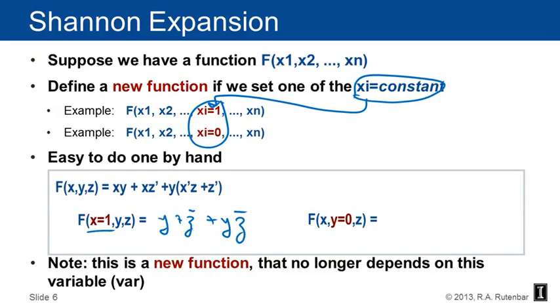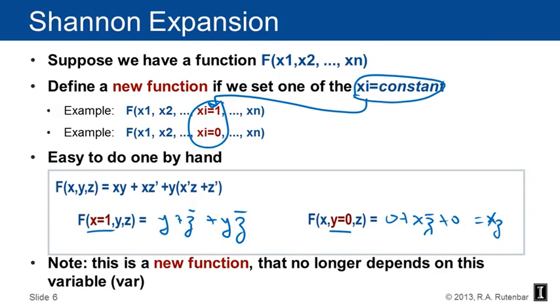And I could simplify that a little bit more. If I take y equals 0 and do the same thing, okay, the first term goes away, I get a 0, and the second term I get an x z bar, and the third term just goes away, so I get x z bar. All right, so that's what I get.